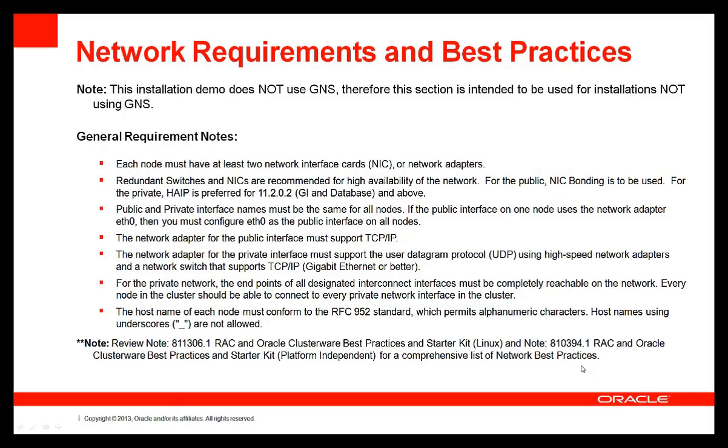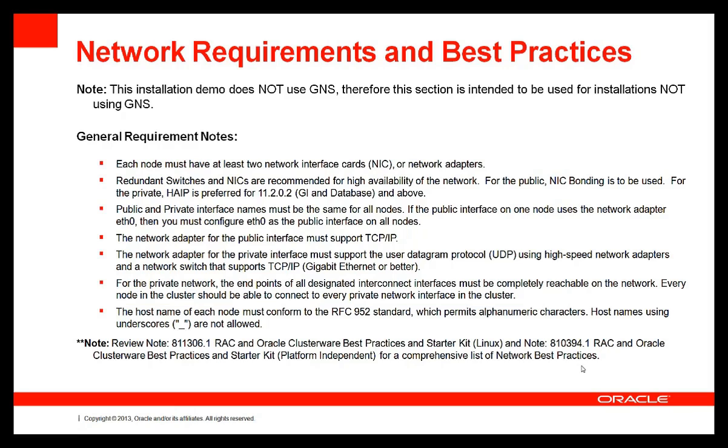Now that we have created our users and groups, let's talk about the network requirements. Network requirements and network best practices for Grid Infrastructure and RAC. Just a minor note, this install demo is not using GNS, so we're not going to be covering GNS network configuration in this demonstration video. General requirement notes: each node in the cluster must have at least 2 network interfaces or 2 physical network adapters, one for the public network and one for the cluster interconnect network.